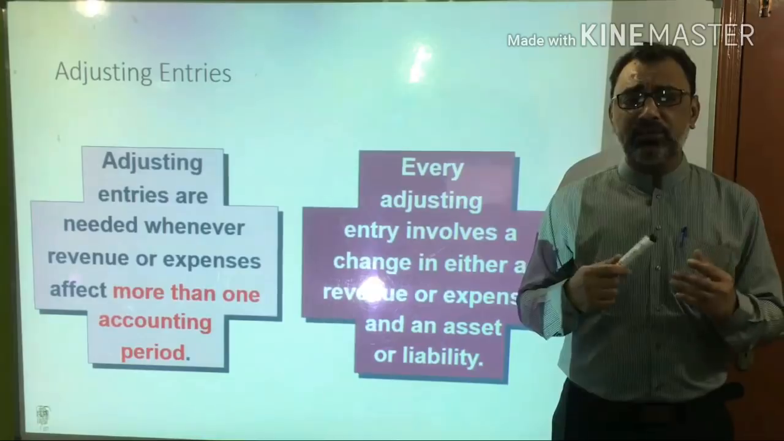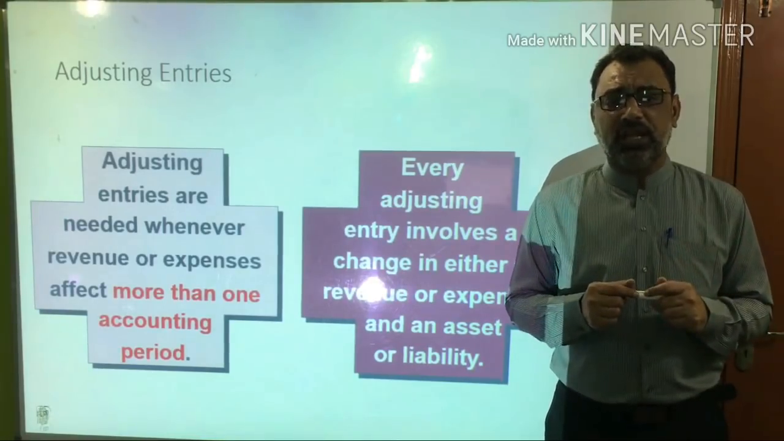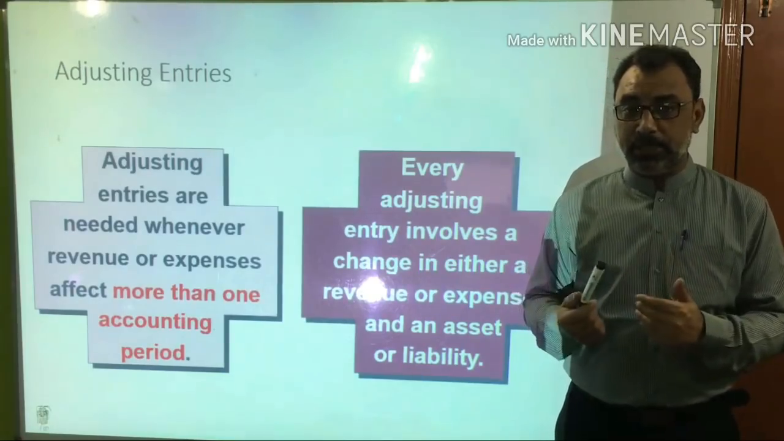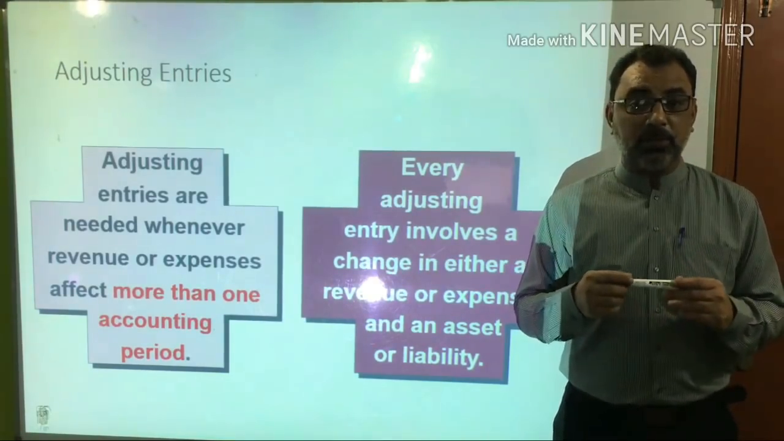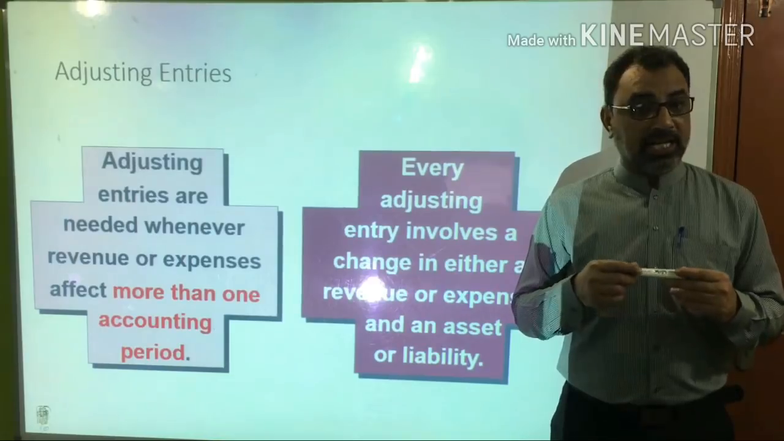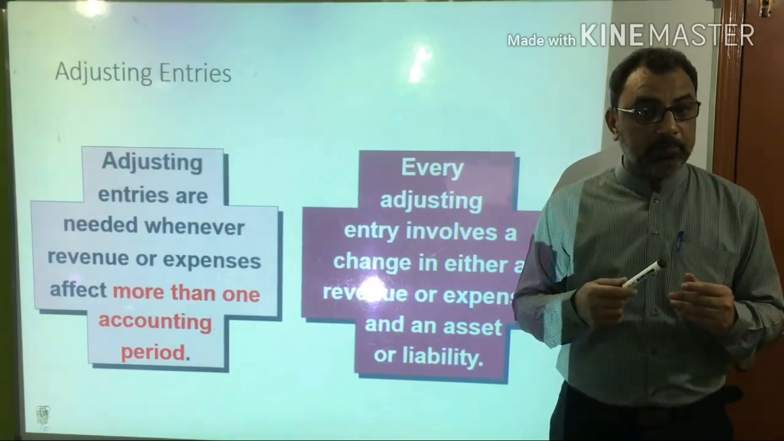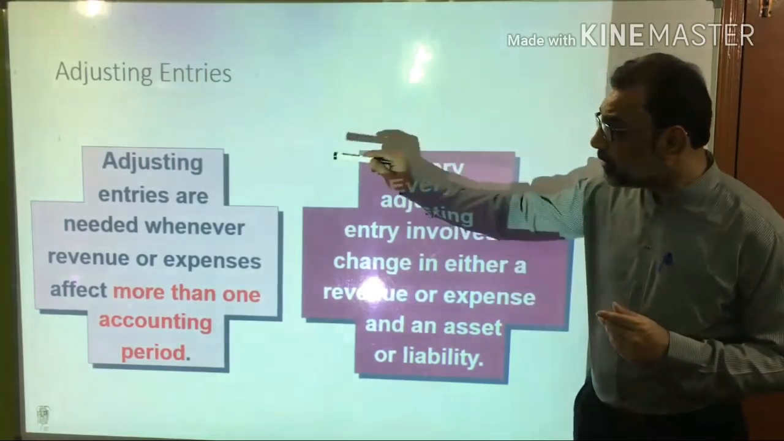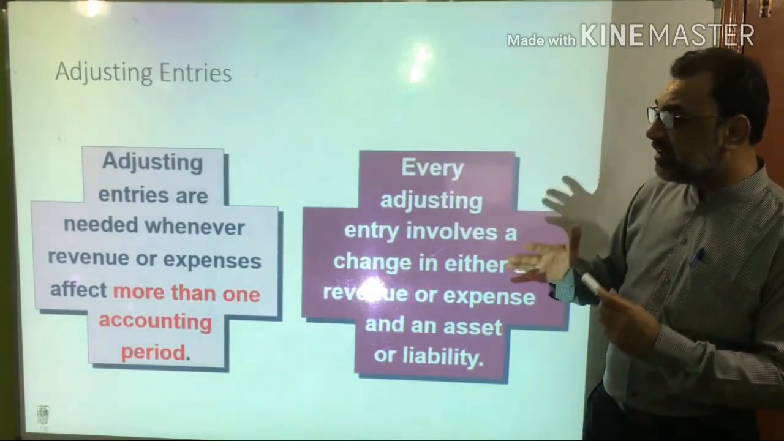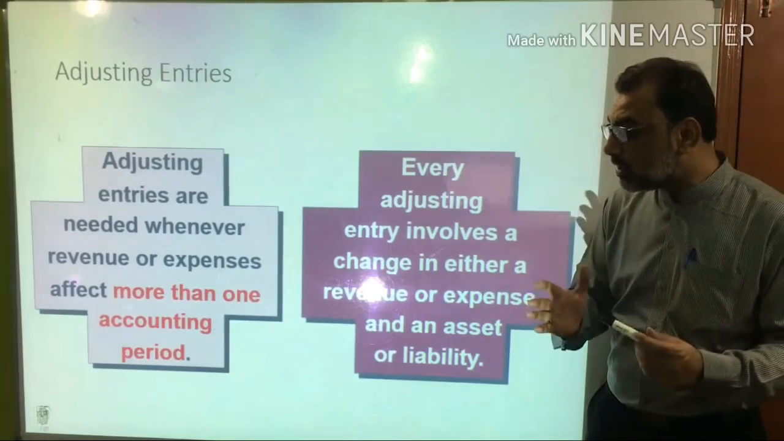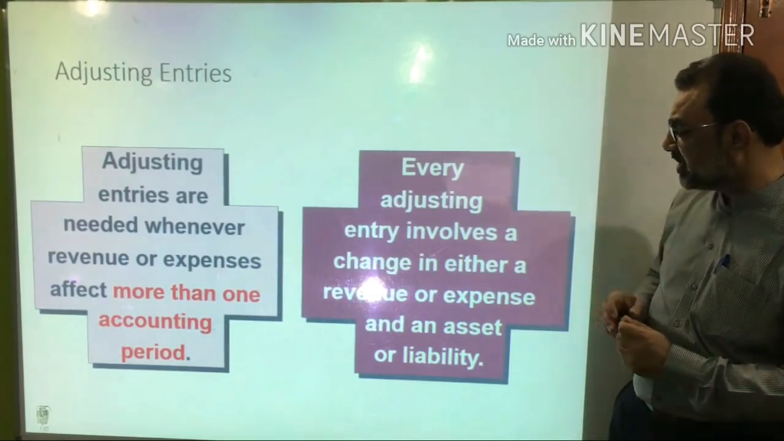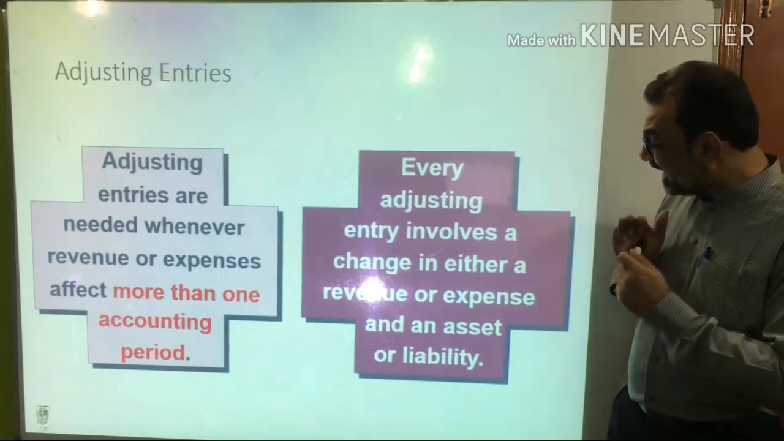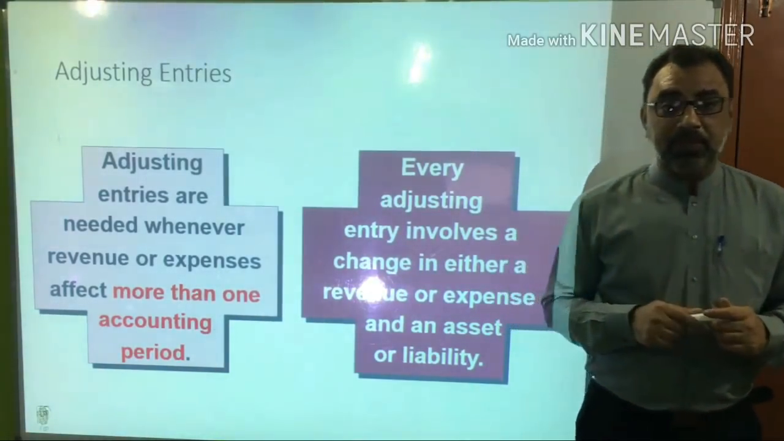In short, adjusting entries are needed whenever transactions affect the revenue or expenses of more than one accounting period. These entries assign revenues to the period in which they are earned and expenses to the period in which related goods and services are used. So here you can see that adjusting entries are needed whenever revenue or expenses affect more than one accounting period, and every adjusting entry involves a change in either a revenue or expense and an asset or liability.